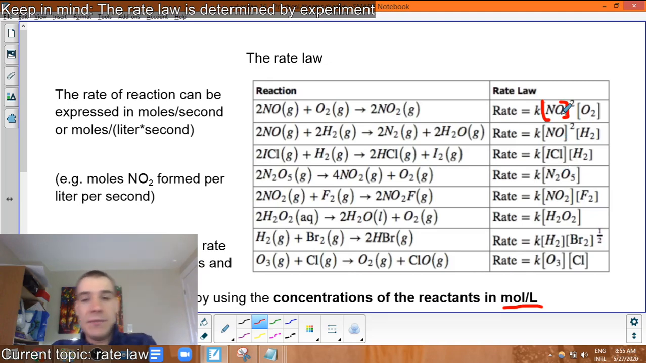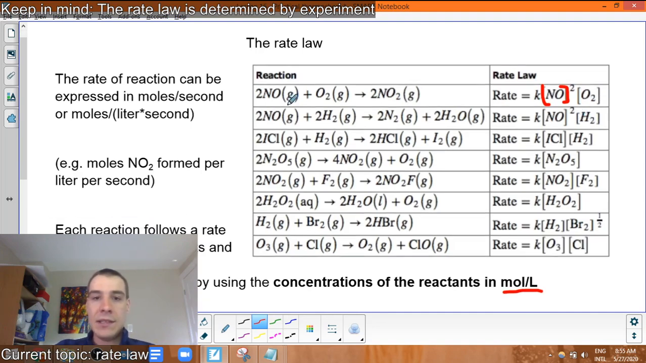And in this case, what they noticed is that it's related to the square of the concentration of NO and just the concentration of oxygen. So if I double this, I'll quadruple the rate because it's the square. If I double this, I'll just double the rate, and so on and so forth.